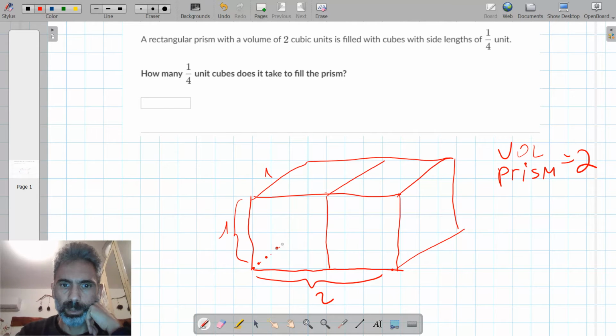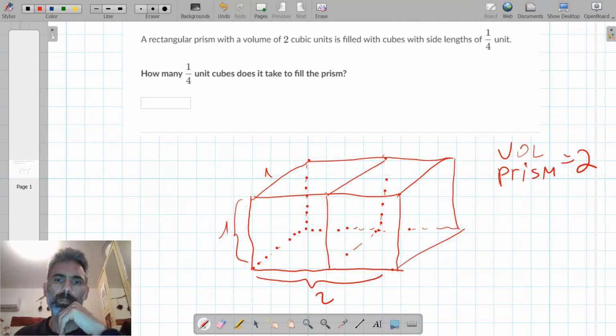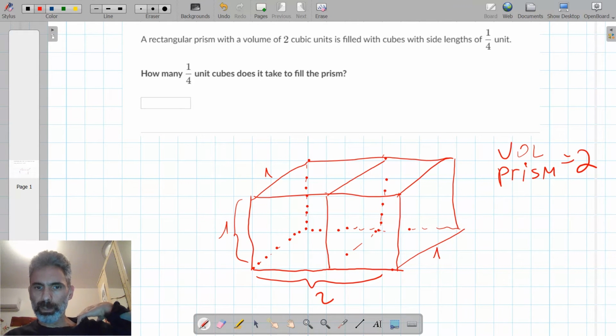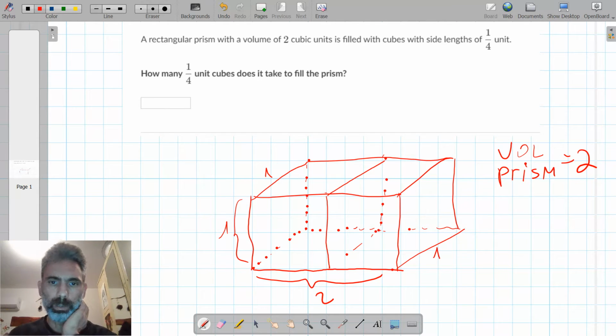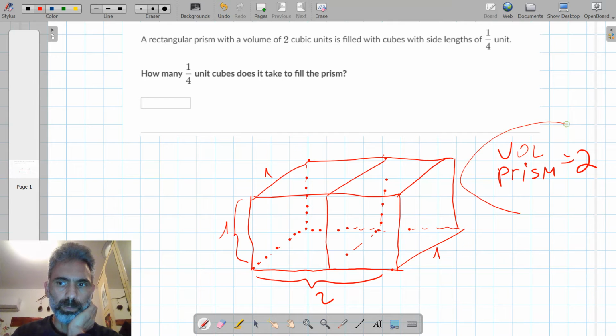So let's say the base. Yes, the base of the prism is 2 by 1. This is the width of the prism, and the height is 1. So 2 by 1 by 1. 2 by 1 gives us the base, which is 2, times the height, which is 1. So the total volume of the prism is 2.